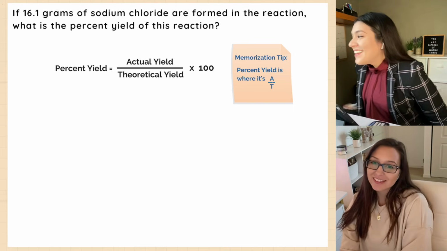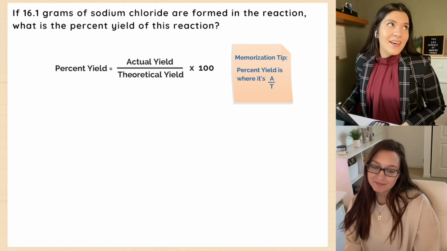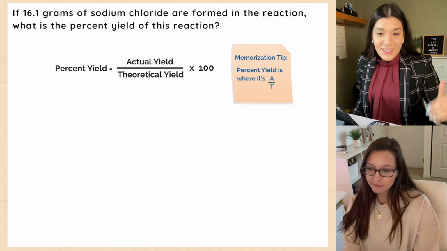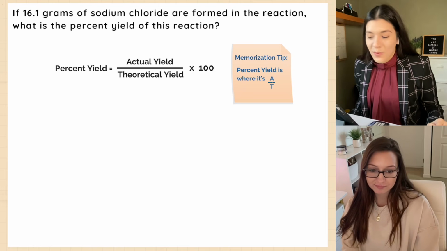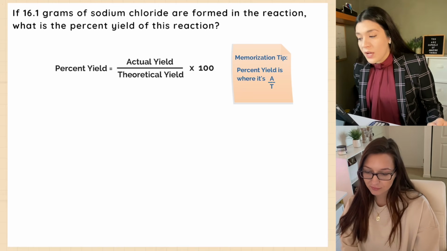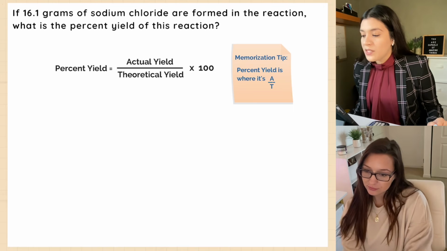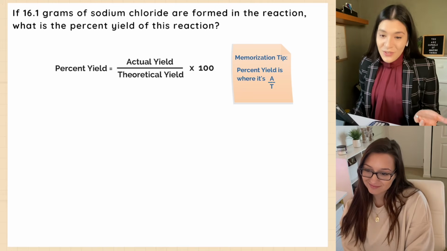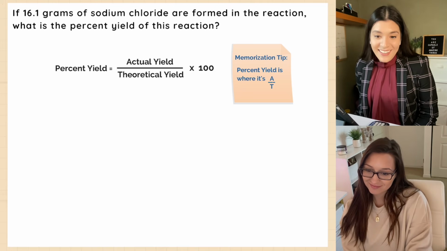These questions tend to have multiple parts, A through D, so that's something to be aware of. This question is saying, if 16.1 grams of sodium chloride are formed in the reaction, what is the percent yield of this reaction? So you've done percent yield, most likely in lab already.